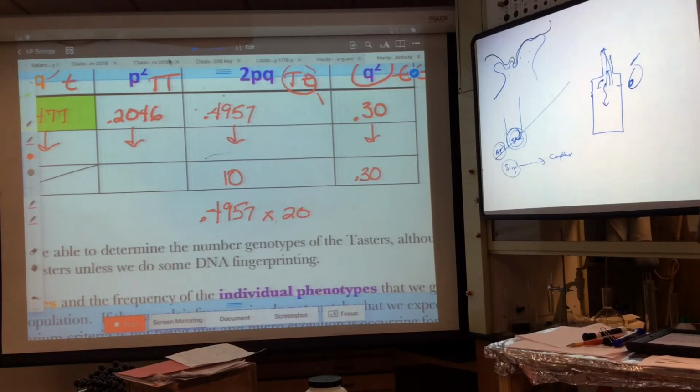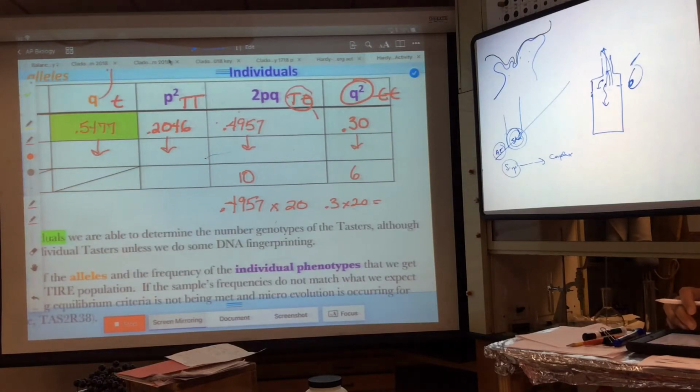This will now be 0.3, 30% of my students, right? So 0.3 times my 20, if you want to do that. That was my 6. And then, of course, do the math.